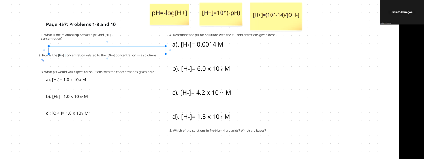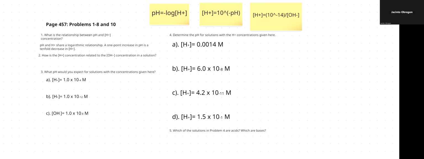the H plus concentration. That means that you divide the concentration by 10 for every increase in your pH. The higher the pH, the more basic, the lower the hydrogen cation concentration. But the lower the pH, the higher the hydrogen cation concentration, the more acidic it is. Which leads on to the next problem.